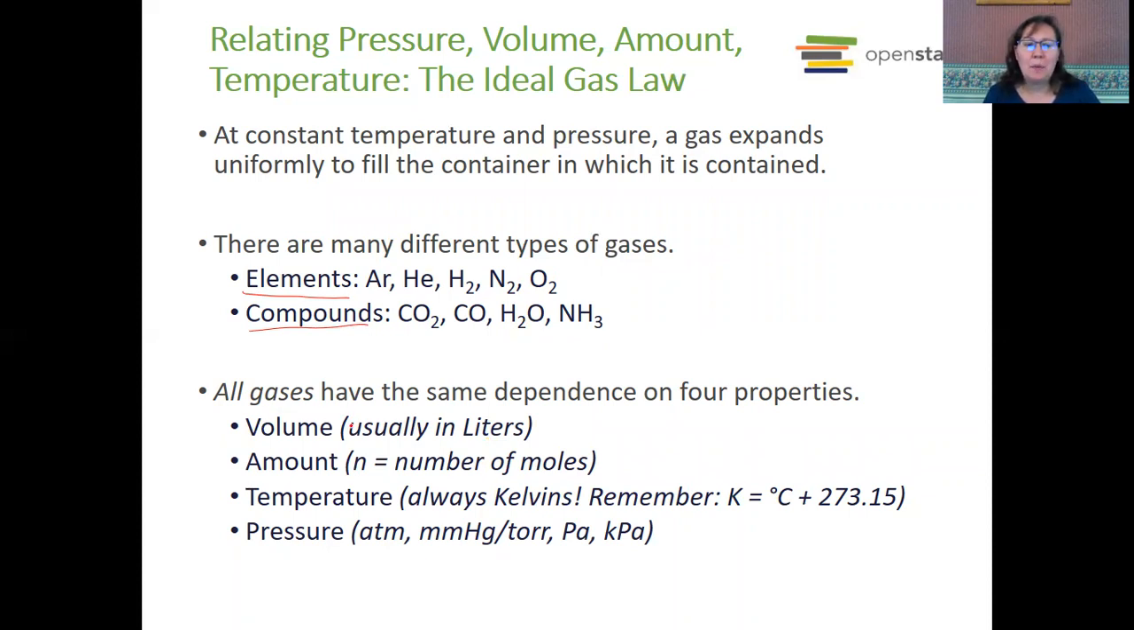All gases have the same dependence on 4 properties: volume, usually in liters; amount, which is n, or number of moles; temperature, which is always in kelvins. Okay, so I want you to stop. I want you to make a note on the top of your paper, or make yourself a little Post-it note or a sign that says in chapter 9, your temperature must always be converted to kelvins every single time. All right, and then pressure. Pressure can be in atmospheres, millimeters of mercury, torr, pascals, kilopascals. This is the one that I noticed changes a fair amount.